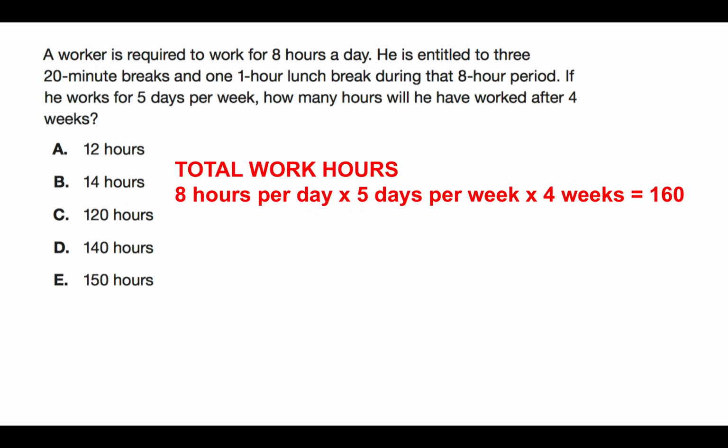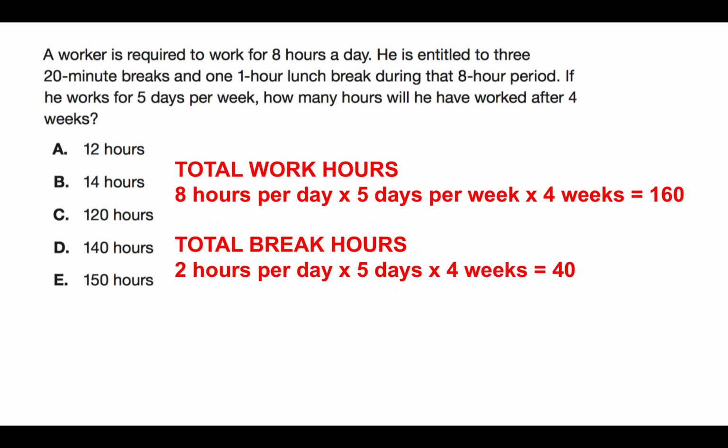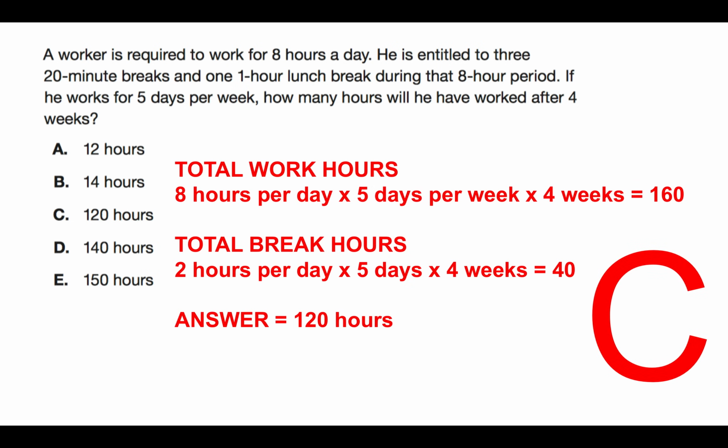So total hours worked, 8 hours per day times 5 days per week times 4 weeks equals 160 hours. Then take the breaks off, so it's 2 hours per day because he gets 3 20-minute breaks, which add up to an hour. And then he also gets the lunch breaks, that's 2 hours per day times 5 days per week times 4 weeks equals 40. So the answer is 120 hours. The correct answer is C.